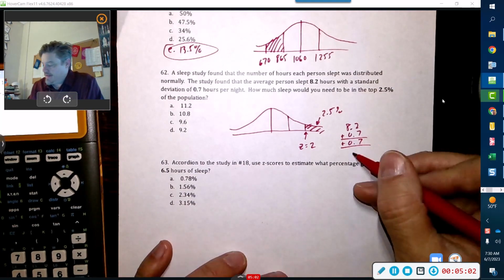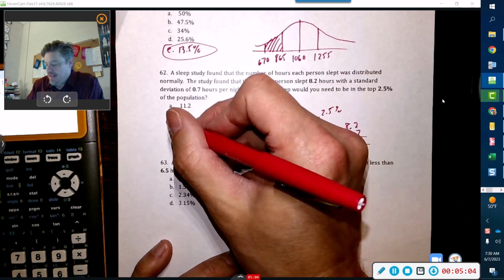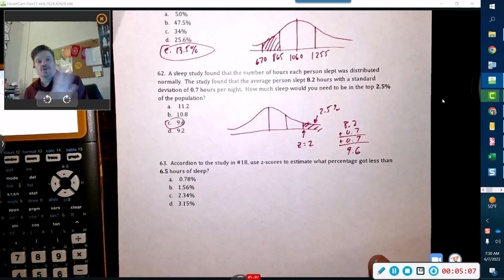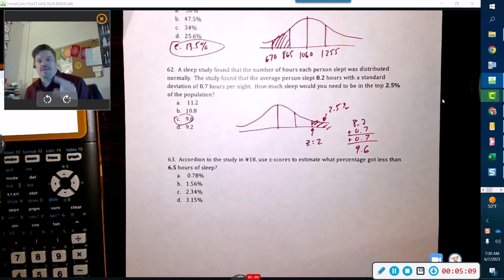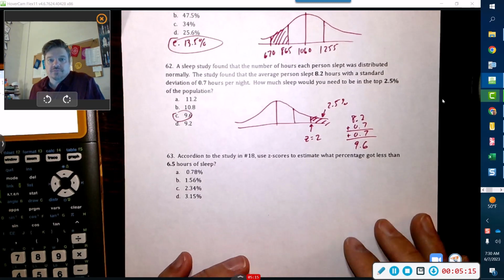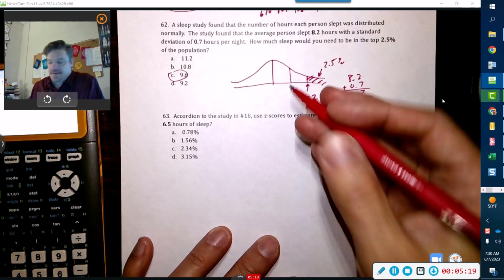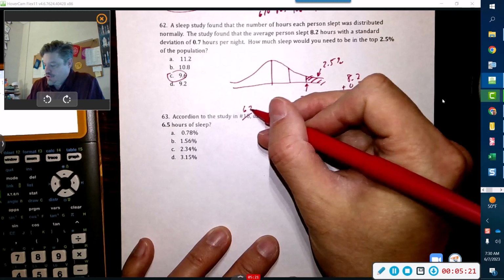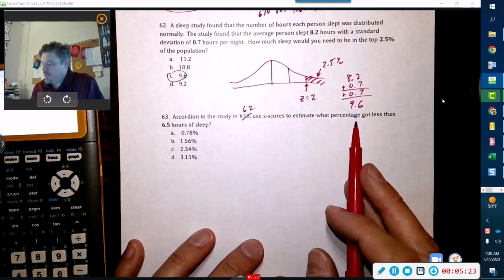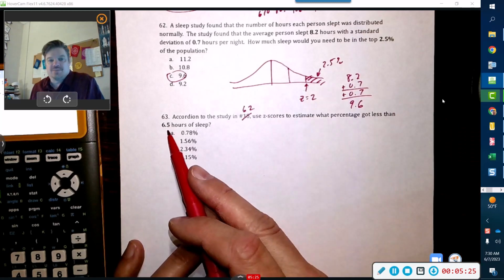All right, 9.6. So that means if you slept 9.6 hours, you sleep more than 97.5% of everybody else. All right, last one. According to the study in 62, use these scores to estimate what percentage got less than 6.5 hours of sleep.